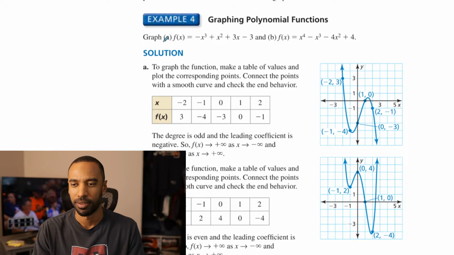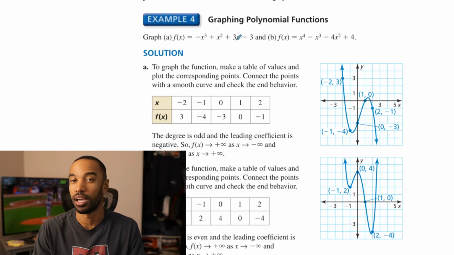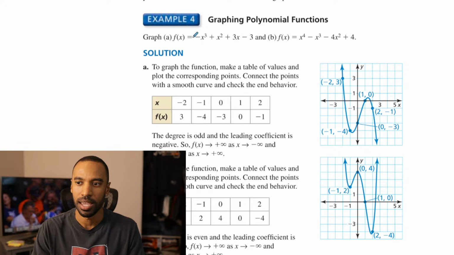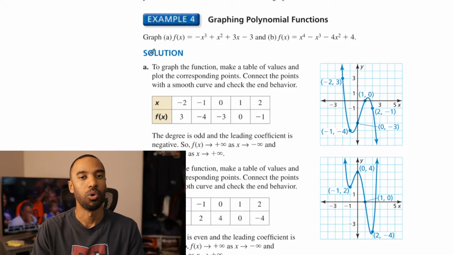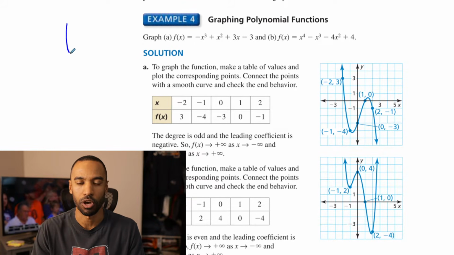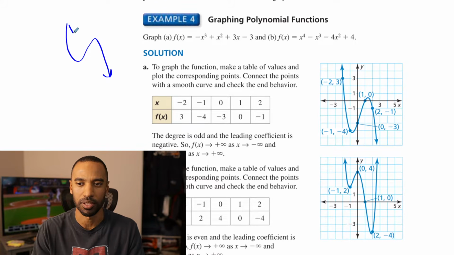So we're going to graph part A, f of x equals -x cubed plus x squared plus 3x minus 3, a cubic function. That's an odd degree. It's got a negative leading coefficient. We understand an odd degree with a negative leading coefficient should start up and finish down, something like that. So that's the expectation of our polynomial.